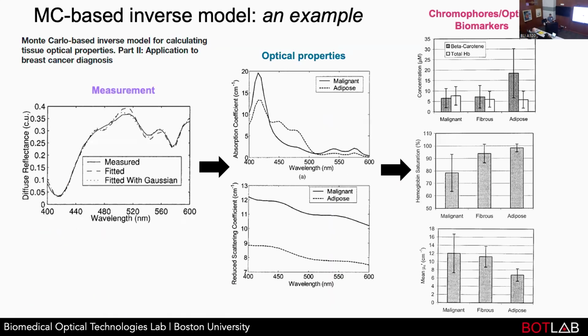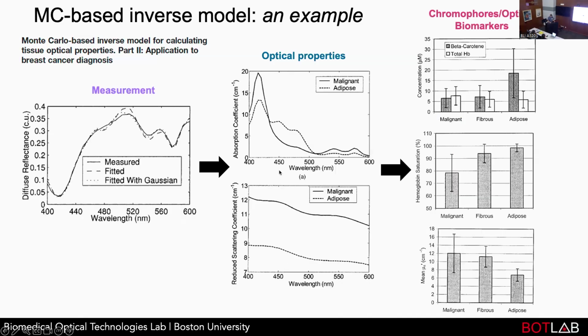Yeah. I was a little confused on why we didn't just use diffusion, because I know you can use diffusion in the visible wavelength field usually. Is it because the reduced scattering is at 9 and the absorption coefficient is at 10? Is that why? Or is it because of the differences between malignant and adipose?